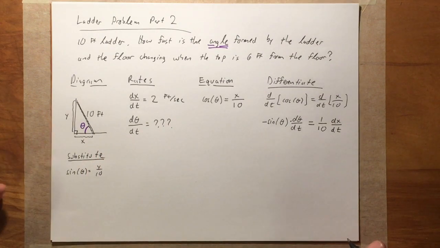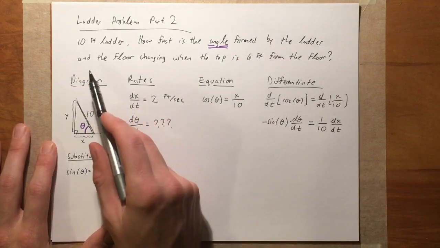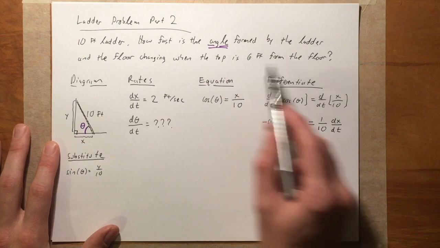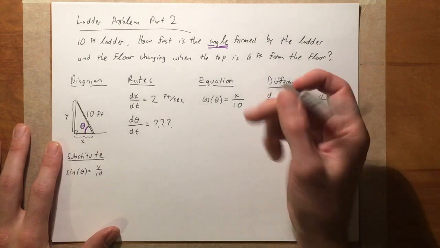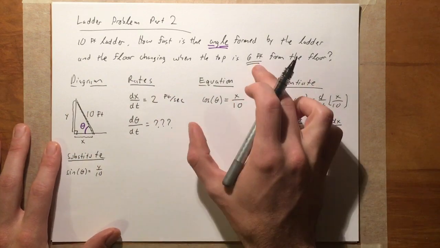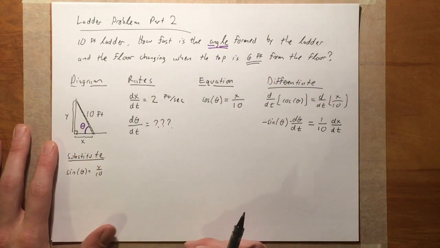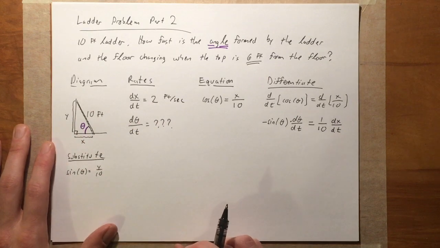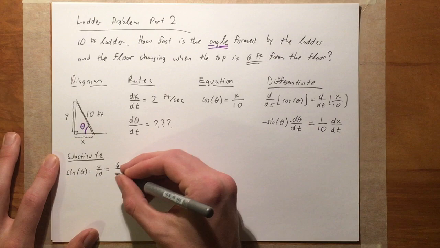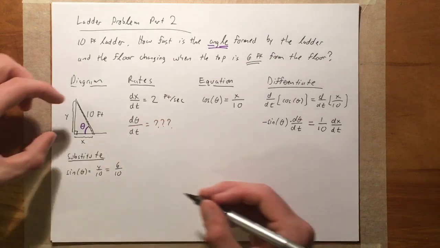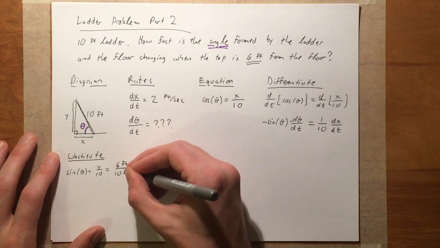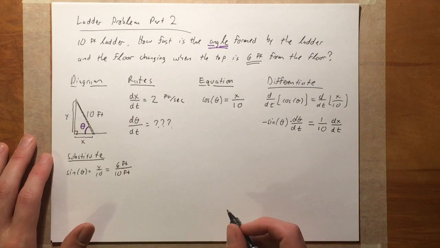And we happen to know that y is the distance between the top of the ladder and the floor. That is going to be 6 feet, right? It was right here. That is the moment in time, and that's the information we were given that was specifying the moment in time. It's when that y is 6. So what we can do here is just say sine of theta is going to be 6 over 10, and that's 6 feet divided by 10 feet. Okay?